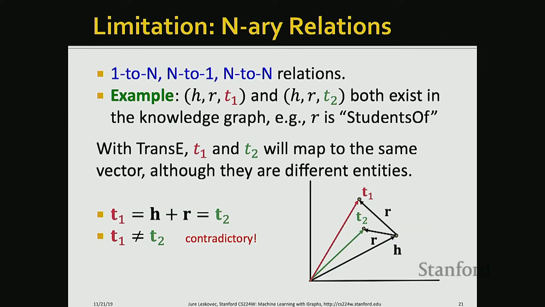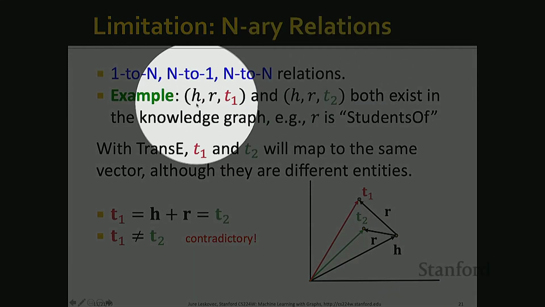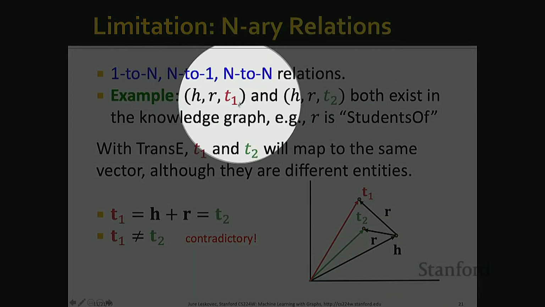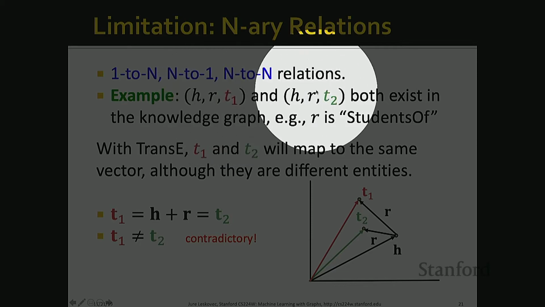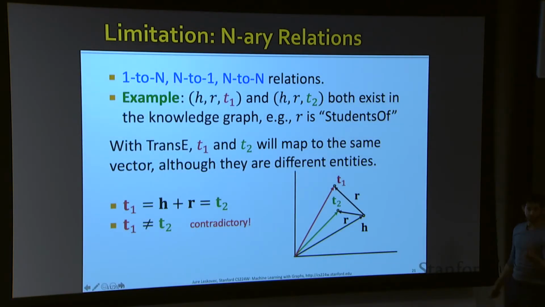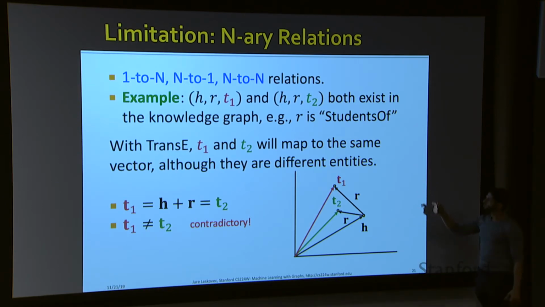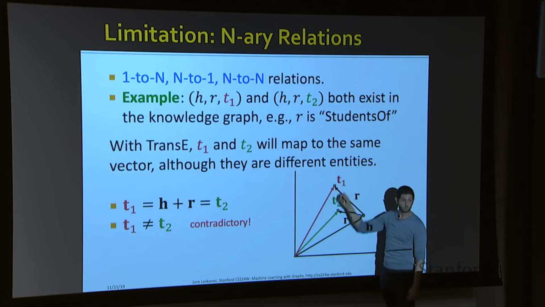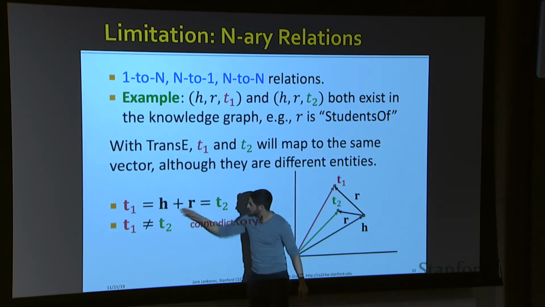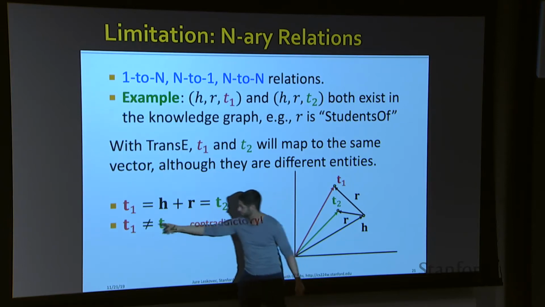The second one is that we also have a problem with N-ary relations. Let's go through this example. Let's think about this as, again, the Stanford students. H is Stanford, R is student of, T1 is one of the students, and same thing, H, R, T2 is another student. Both of these relations exist in the knowledge graph. The problem is that with TransE, T1 and T2 will map to the same vector, okay? Because the starting point is the same, the head is the same, and the relation is the same, so we will have only a single translation, and all these nodes will be mapped together. So when we apply our translation, this is going to be contradictory, because we don't want T1 to be equal to T2.